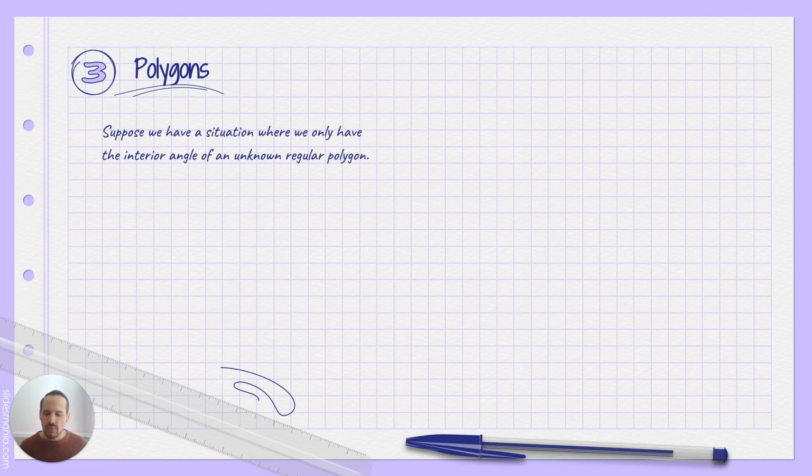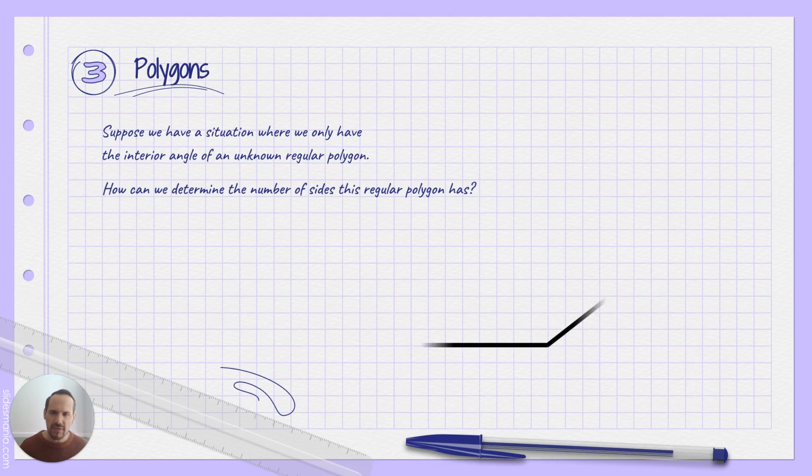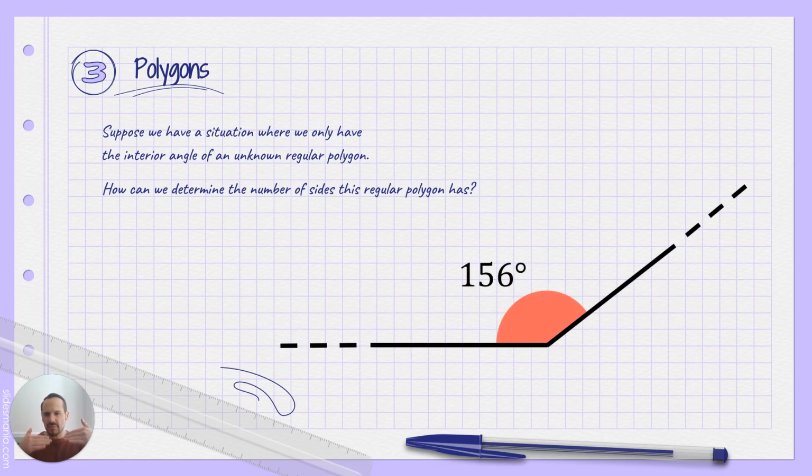So let's look at a more abstract scenario now, where we might be given a situation where we just have a particular point of a polygon and we're given an angle. Say we've got something like this, a particular point of a polygon, and we've got the interior angle of 156 degrees, and we want to use that to determine how many sides this polygon has. Well, using that property that we just saw a moment ago, the relationship between exterior angles and the number of sides, we can do that same thing, but in reverse.